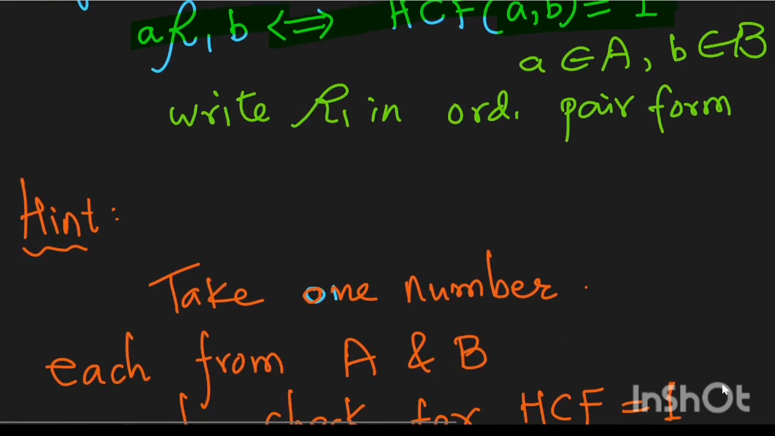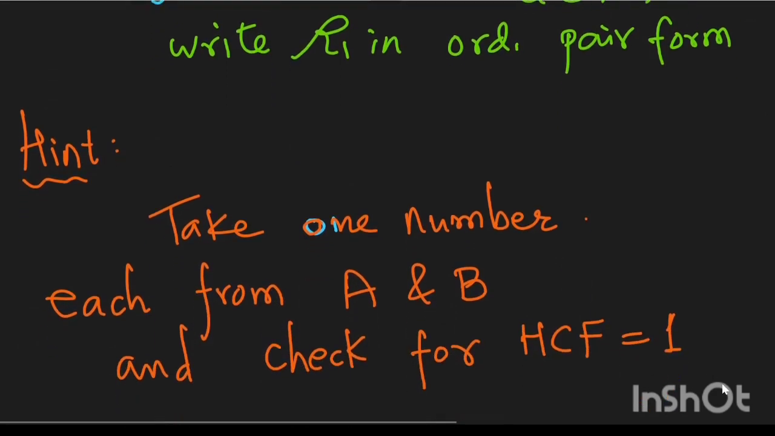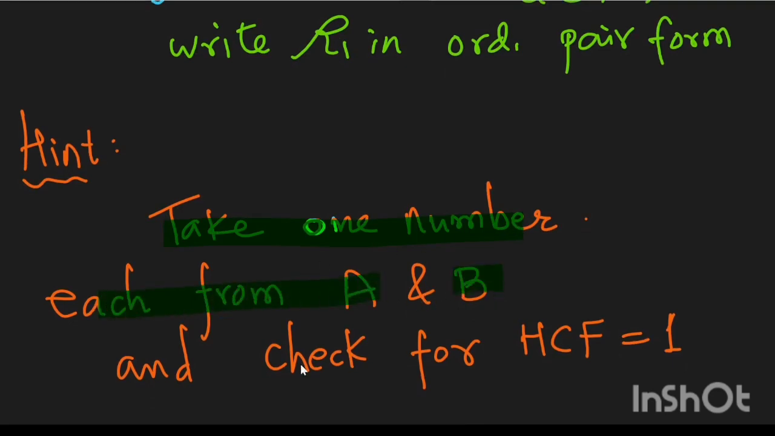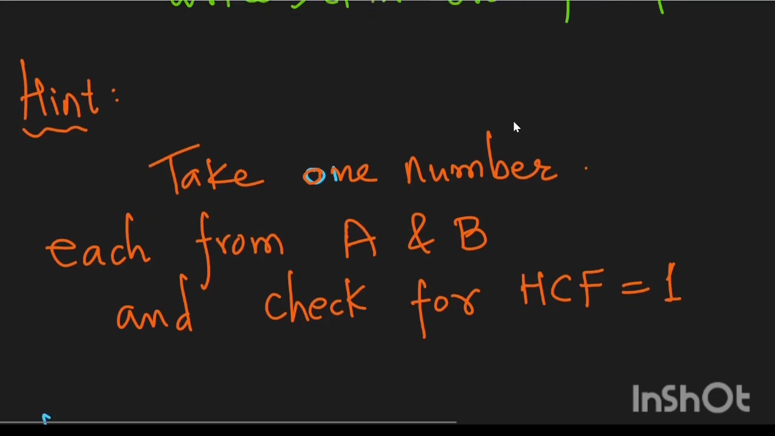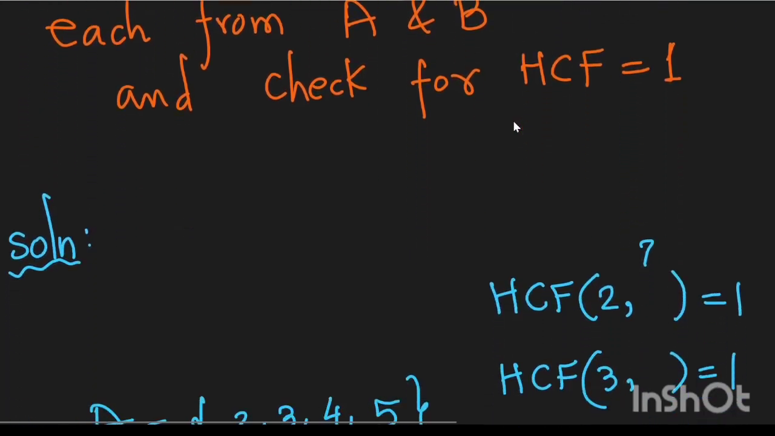So obviously, we will take one number each from set A and set B, and check their HCF if it is coming out to be 1. Okay. So we will take one number each from A and B and check for their HCF to be 1. That's our approach, and that way we will do. So the solution part goes like this.